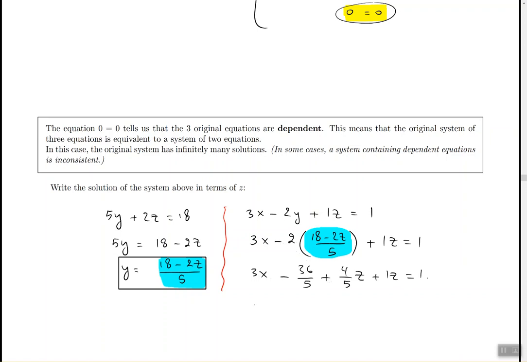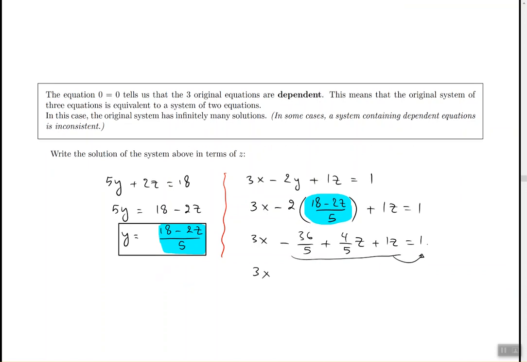Okay, I need x by itself. So let's get x by itself by moving all of these things to the opposite side. Now, keep in mind that these two are like terms. So I can add them before moving them, or I can add them after moving them. I'm going to go ahead and add them first. So 1 plus 4/5 is going to be 9/5. So that's what I did to get the 9/5.